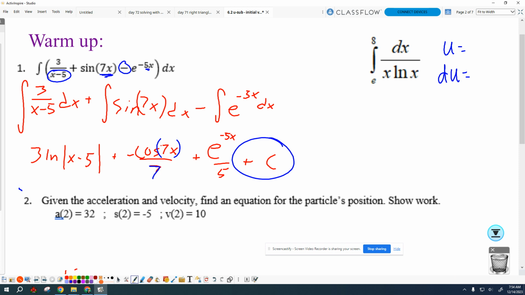This one, what would the U value be? The U value would be ln x. Yep. What's the derivative? 1 over x dx.